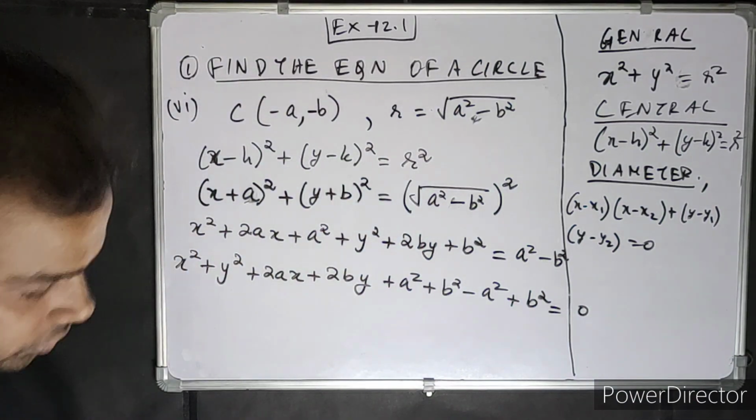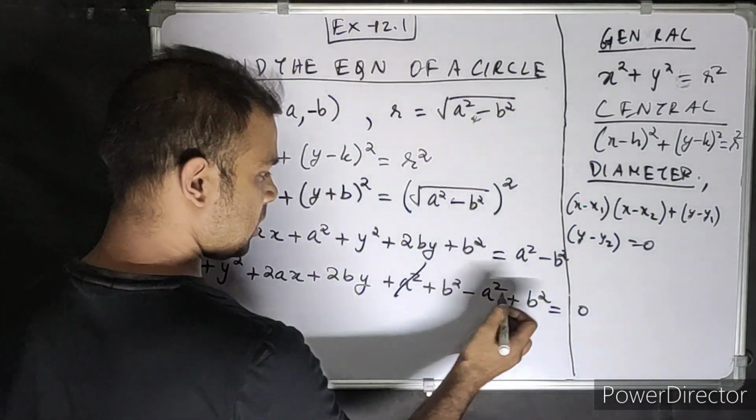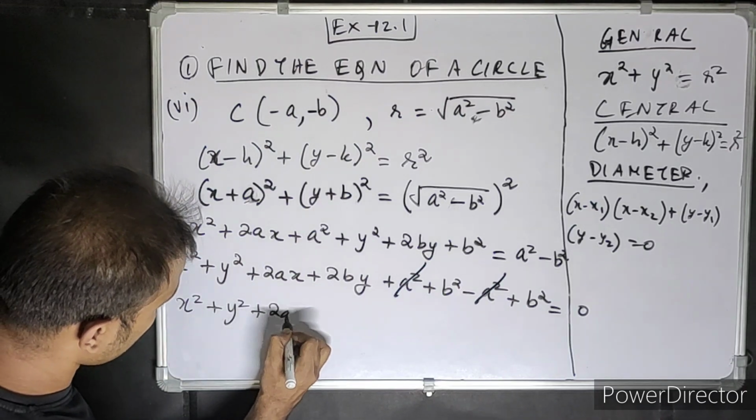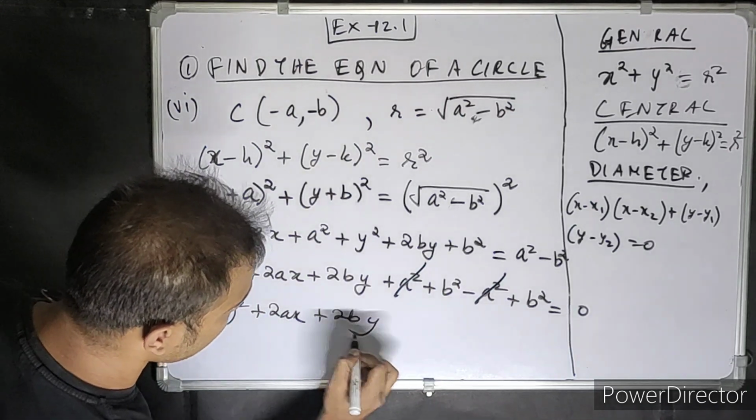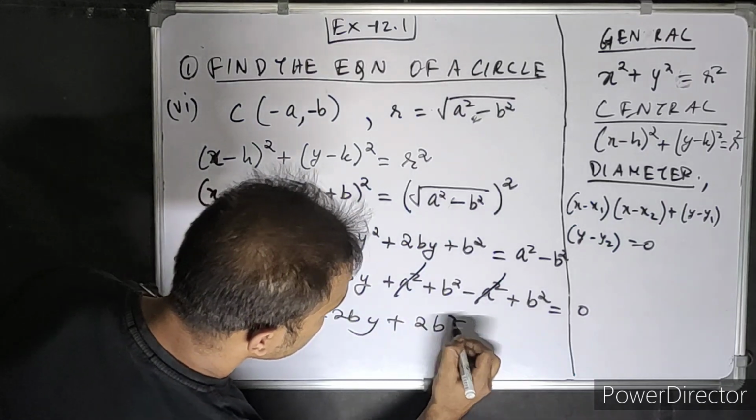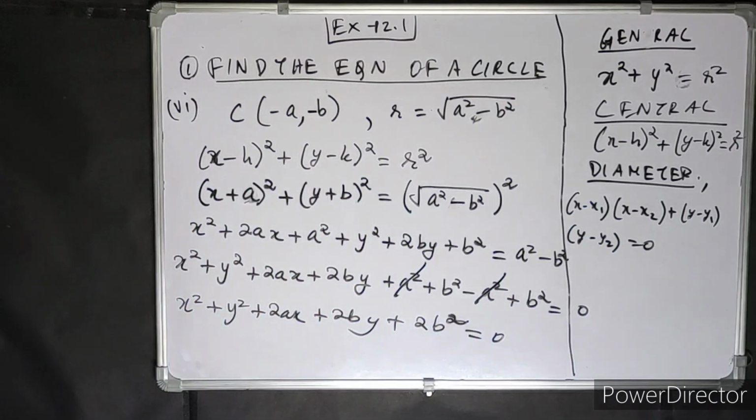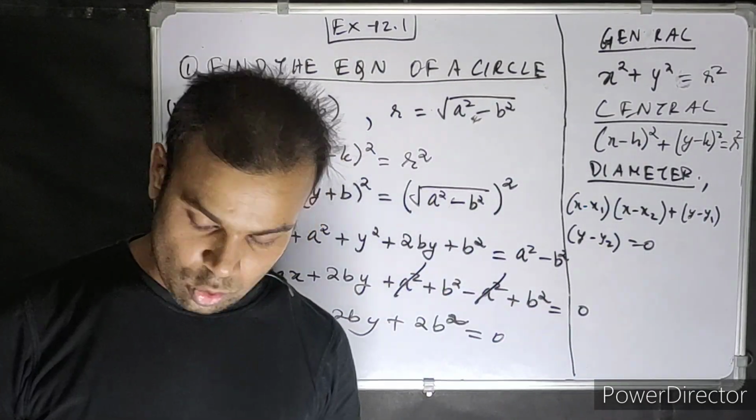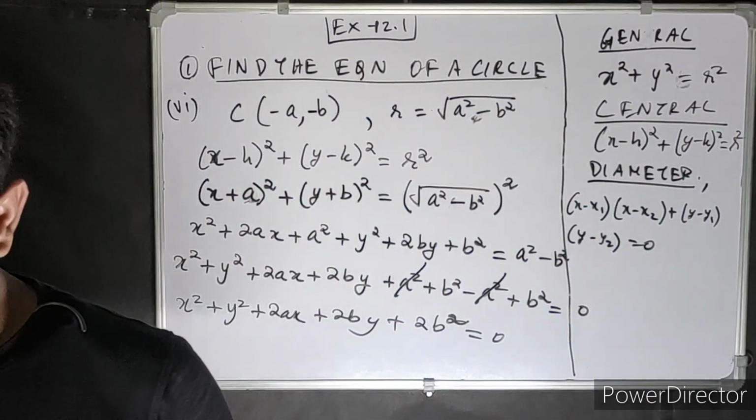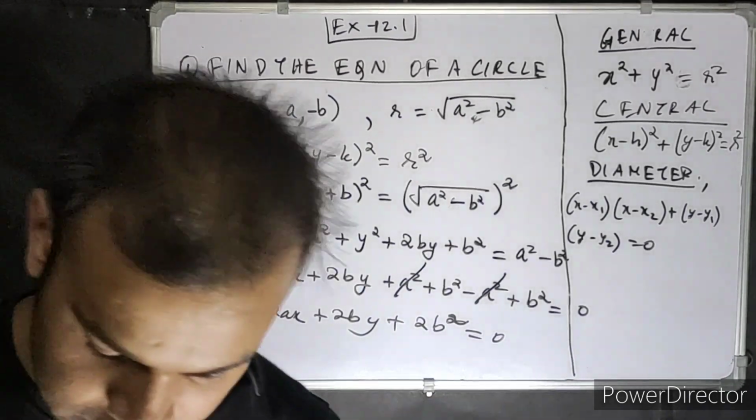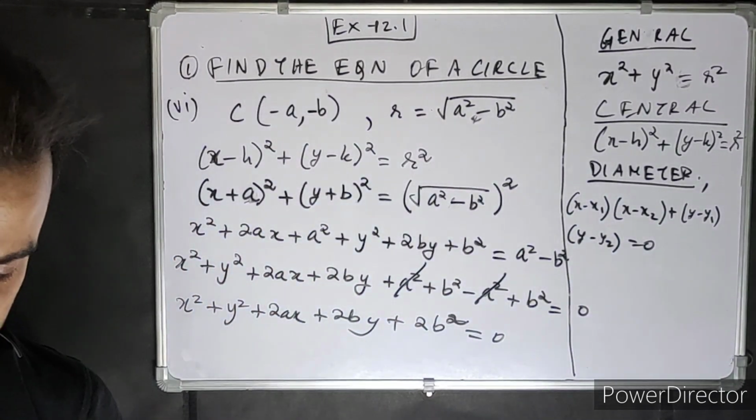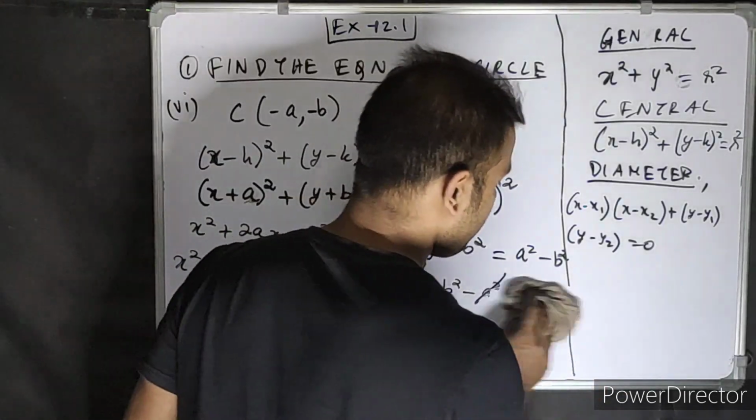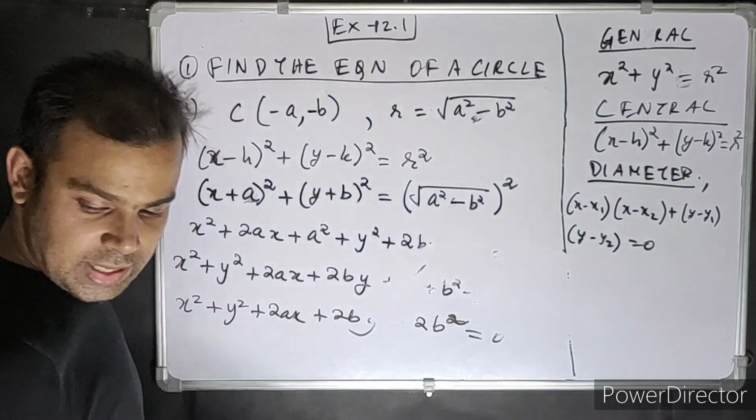That was minus, no? Yes, it was minus. So this and this is gone. So x square plus y square plus 2ax plus 2by plus 2b square is equal to 0. Check. b square plus b square is 2b square is equal to 0. Let's check the answer. x square plus y square plus 2ax plus 2by plus 2b square is equal to 0. Correct answer. Okay. Let's go on to the next question.